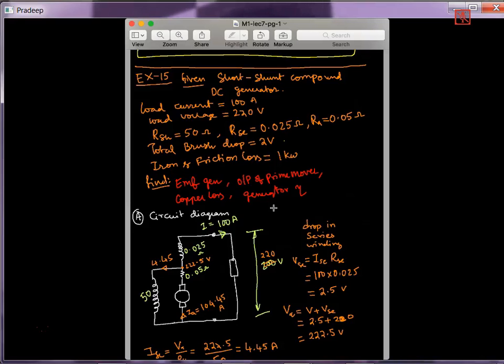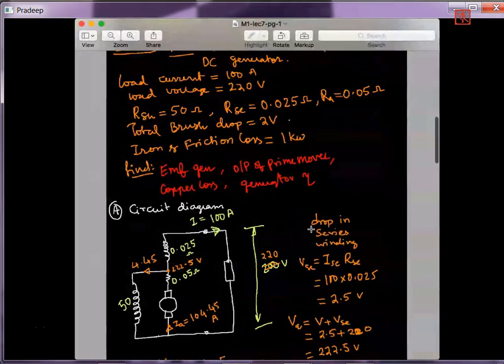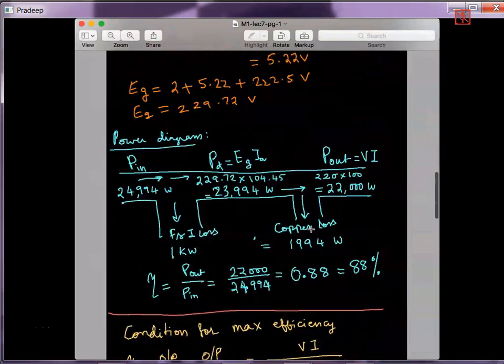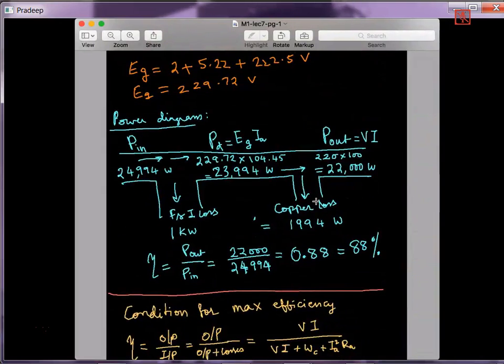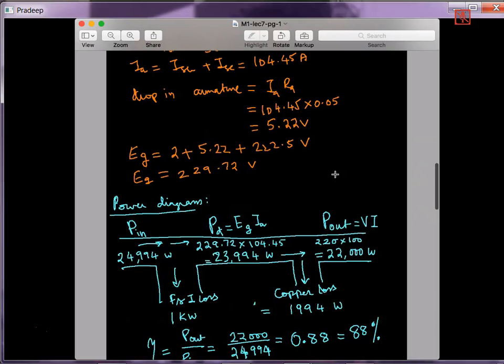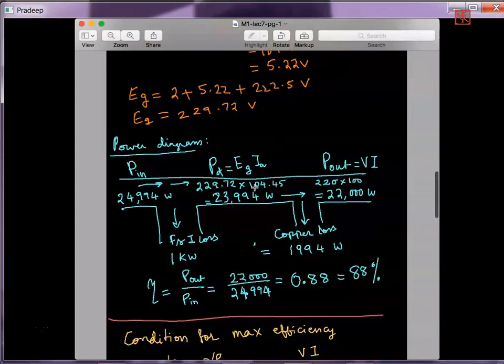and two important diagrams are the circuit diagram and another one is the power diagram that you are seeing on the screen. So there are three stages of power. So input power, then friction and iron losses. These are mechanical and iron losses, and then we have the power developed, and then copper losses. Finally, we have the output. So using these two figures, the circuit diagram and the power diagram, we are able to solve different problems.